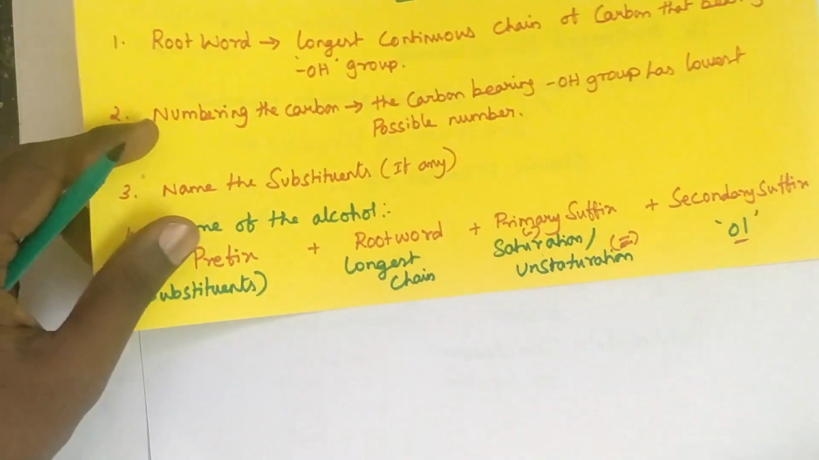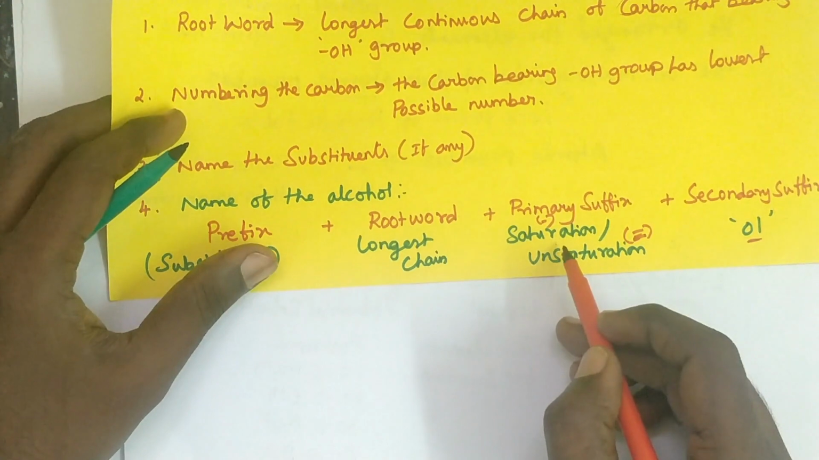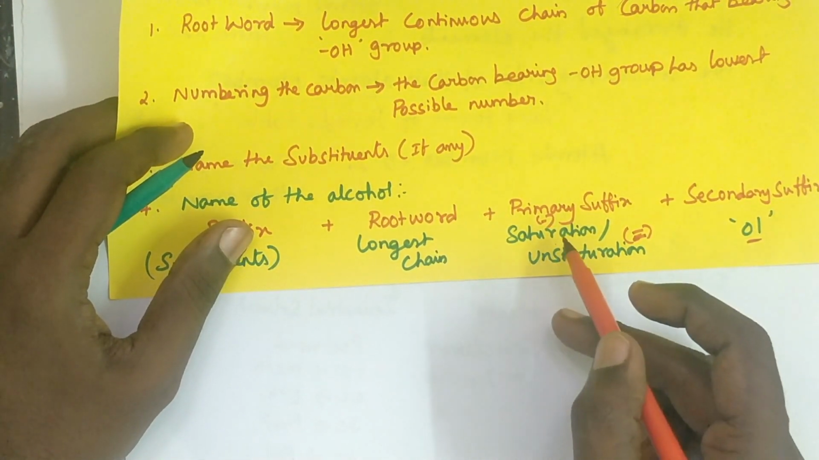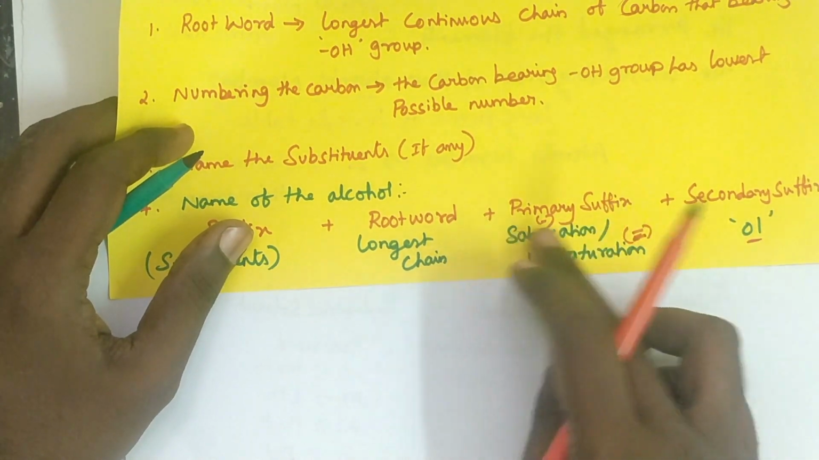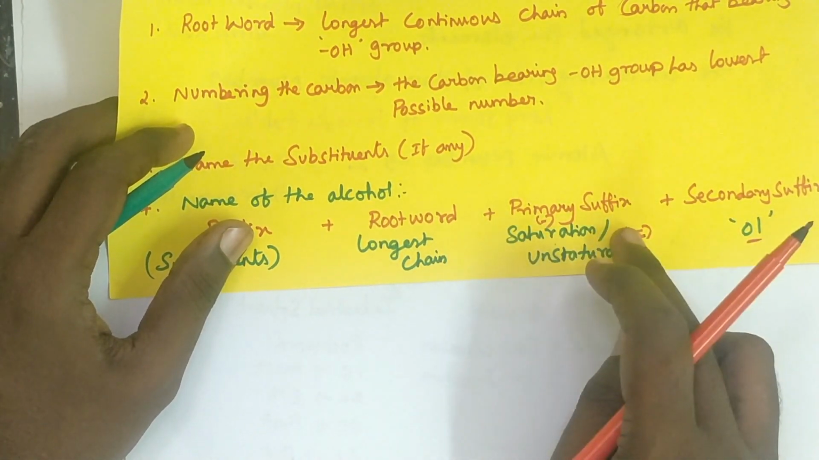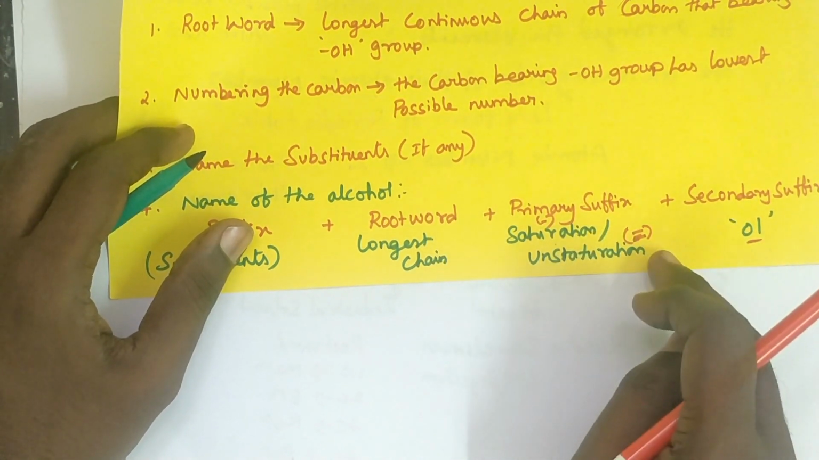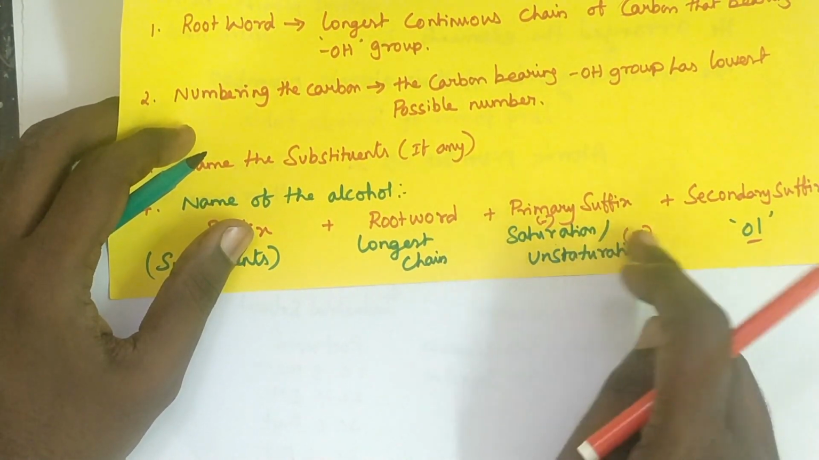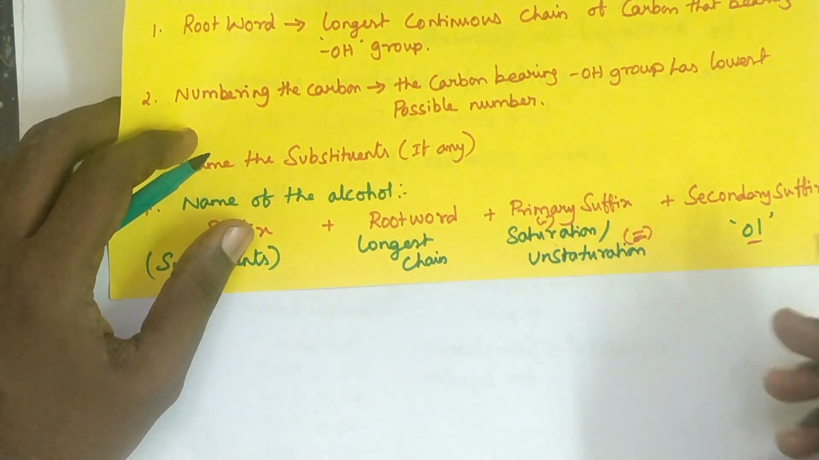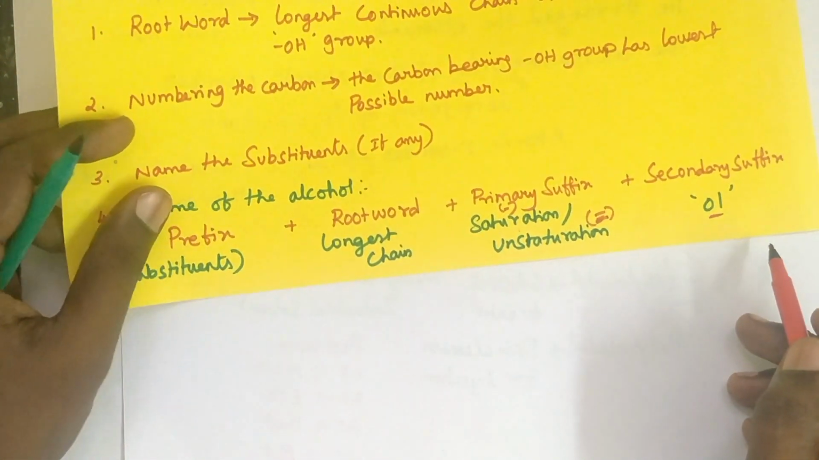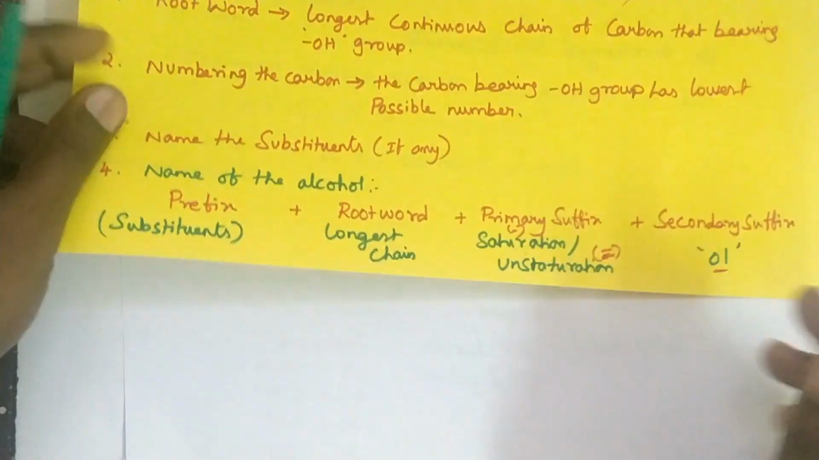And the third step is saturation. Saturation means single bond. Unsaturation means a compound containing a double bond. Sometimes they don't mention the single bond. If they don't mention anything in the formula, it is considered to be a single bond. For a double bond, unsaturation, definitely they mention the double bond in that compound. And the final step is alcohol functional group, which ends with OL. So we will see some examples.